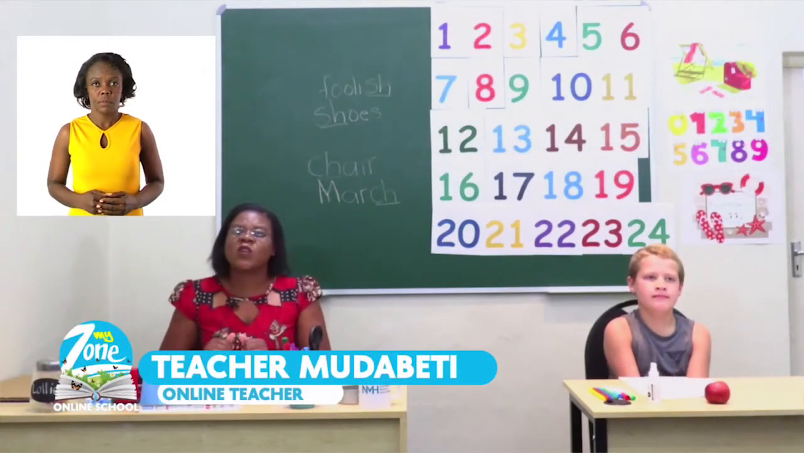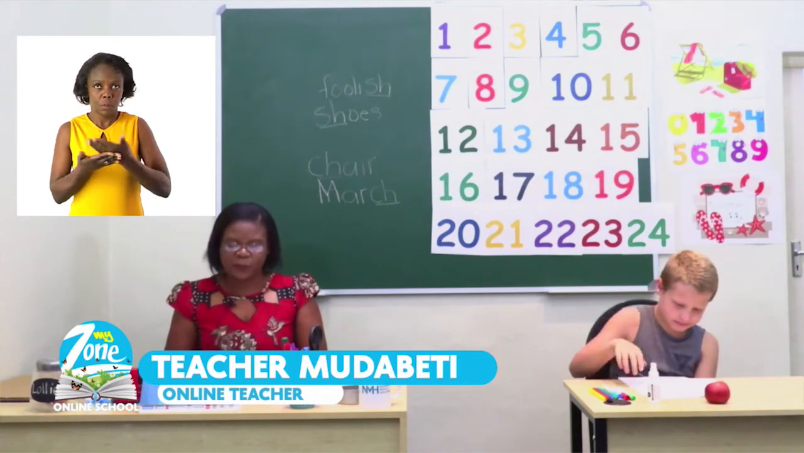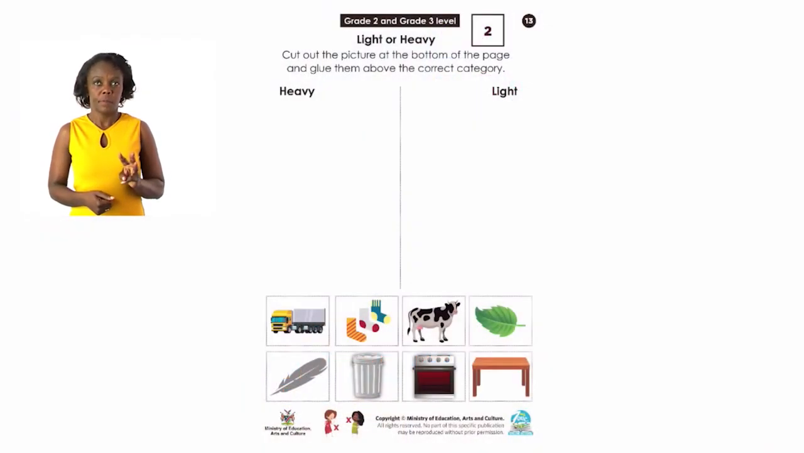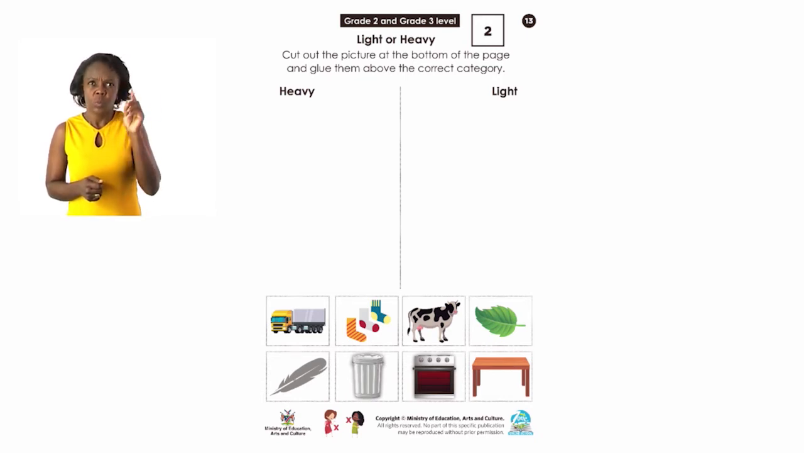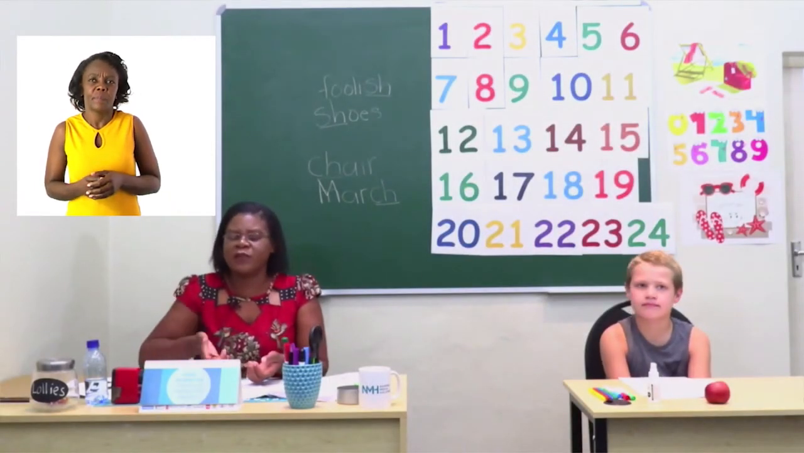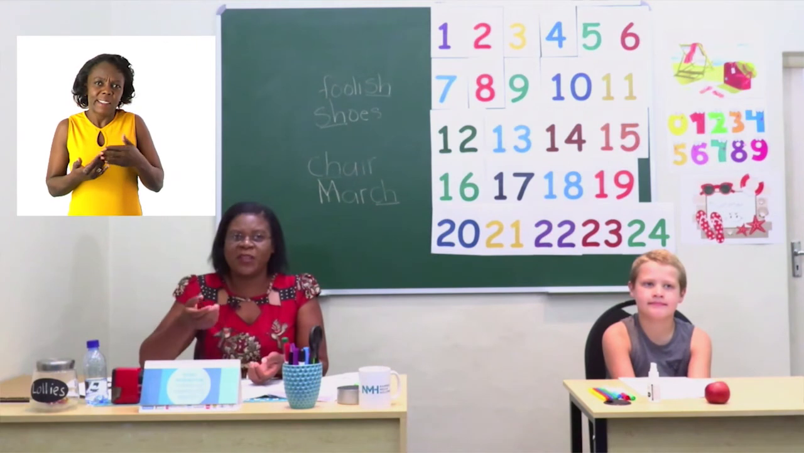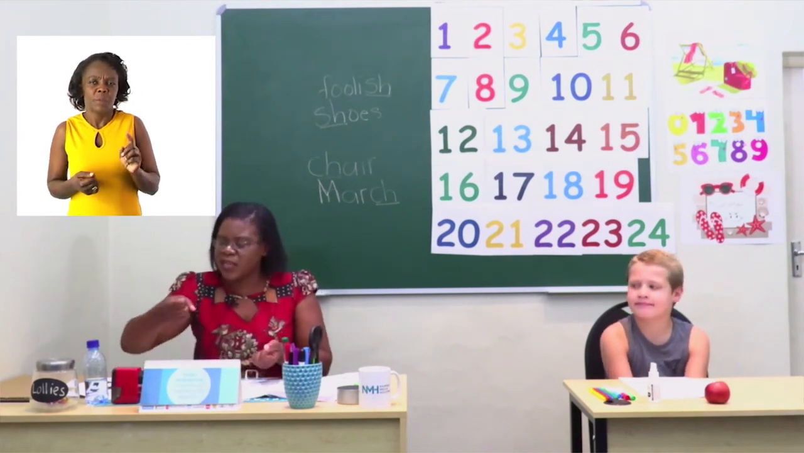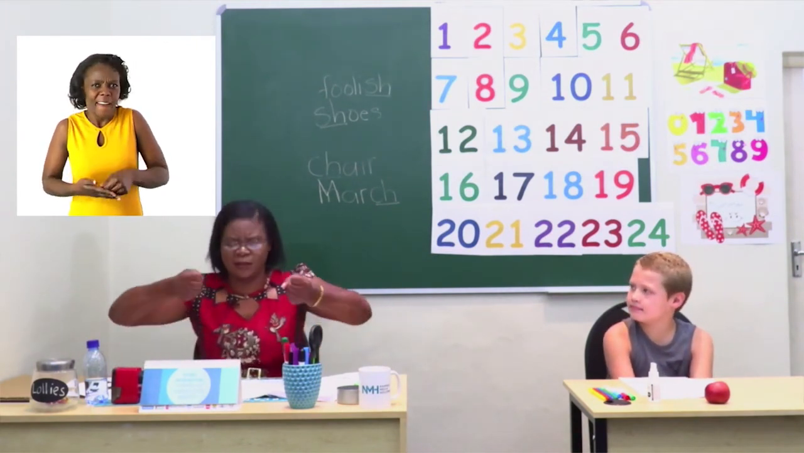Okay, children, let's go to page 13. On page 13, we are going to identify the heavy objects and the light objects. Before we start to identify and sort them out, we are first going to know what is heavy and what is light. Something which is light does not have much weight. I can lift it without having to struggle. But something which is heavy, I have to use my muscles.